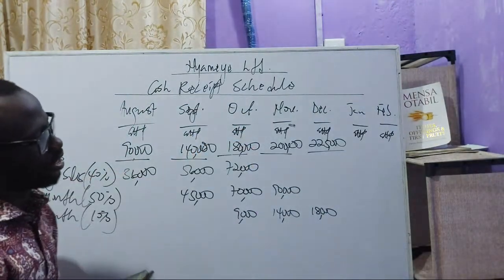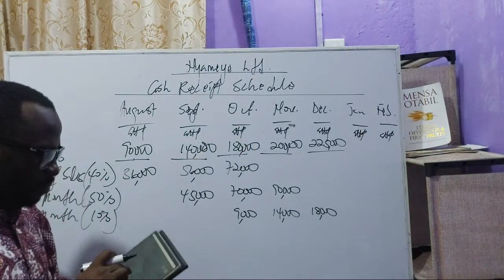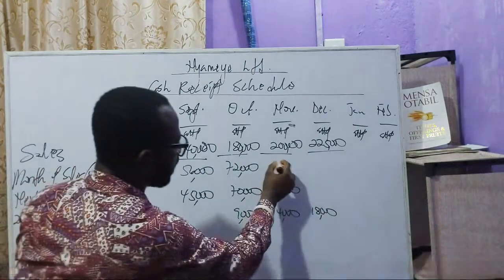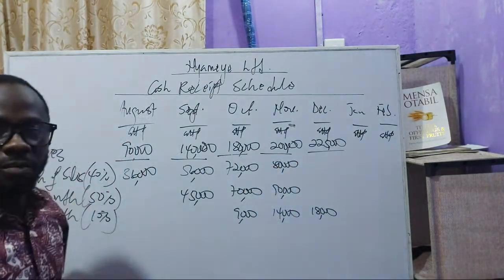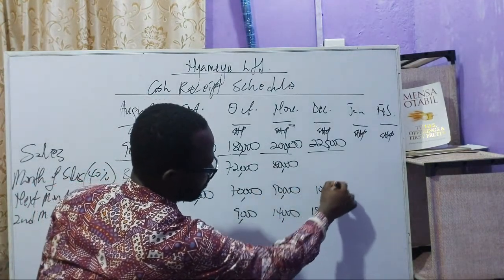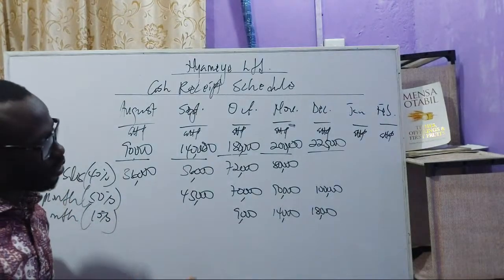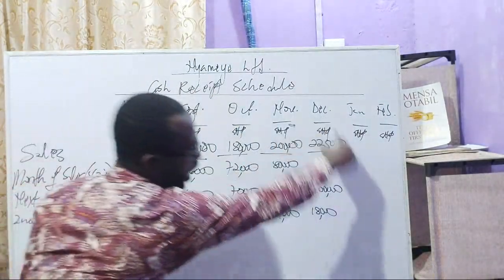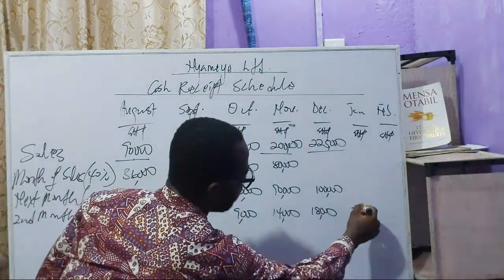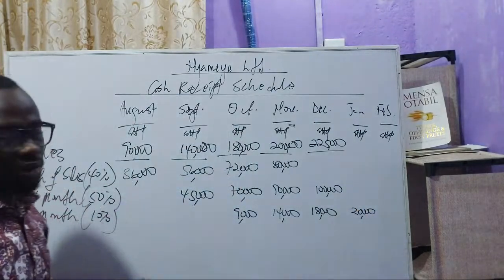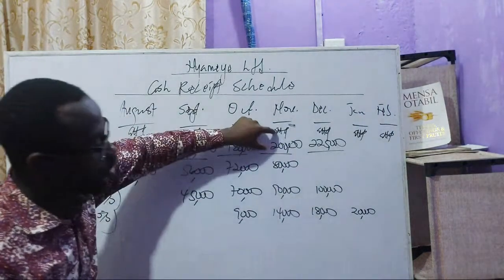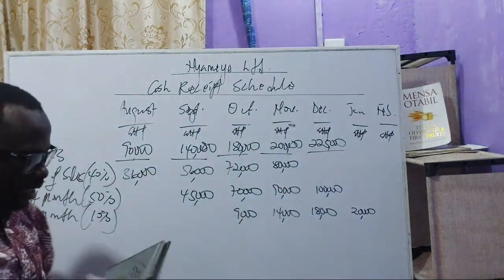Then we go to the next one, November. November, 40%, 0.4 of 200. That's 80,000. Then 50% will be received in December, and that will be 100,000. And then 10% will be received when? In January. So you see why I brought the January there. So 10% will be received in January, and that will be 20,000 in relation to that. So that is also about November sales. Then let's go to the December sales, 225.